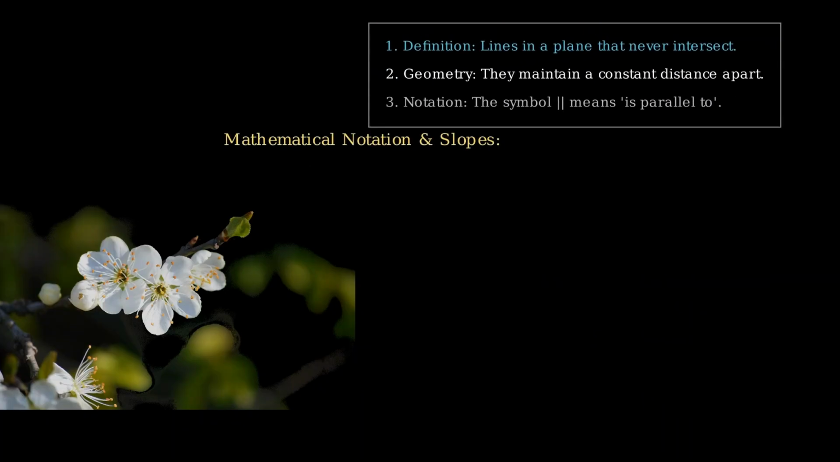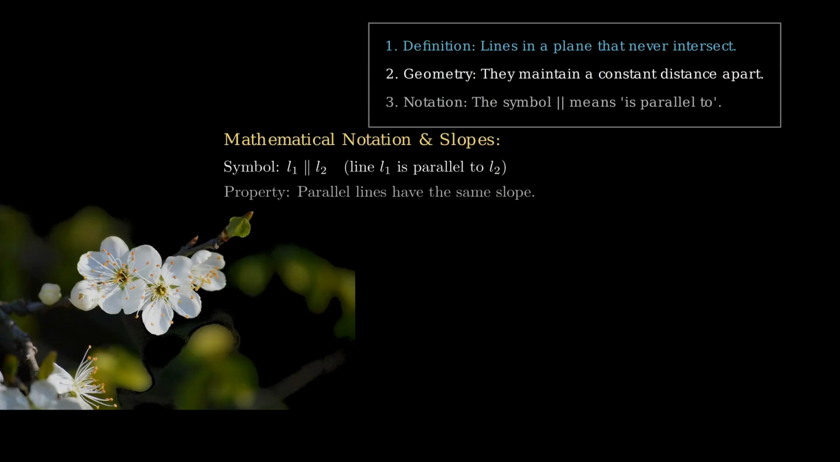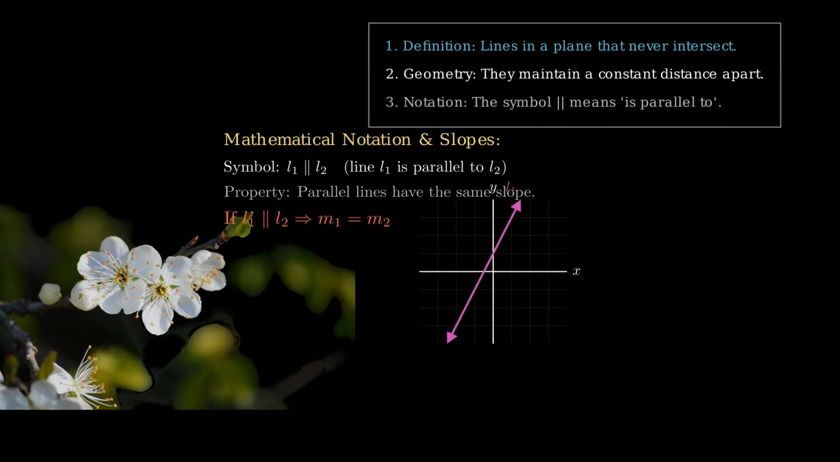Let's define the mathematical notation. If line L1 and line L2 are parallel, we read this as line L1 is parallel to line L2. Algebraically, parallel lines are very special because they always share the exact same slope. This means if line L1 has a slope of m1 and line L2 has a slope of m2, then m1 must equal m2.